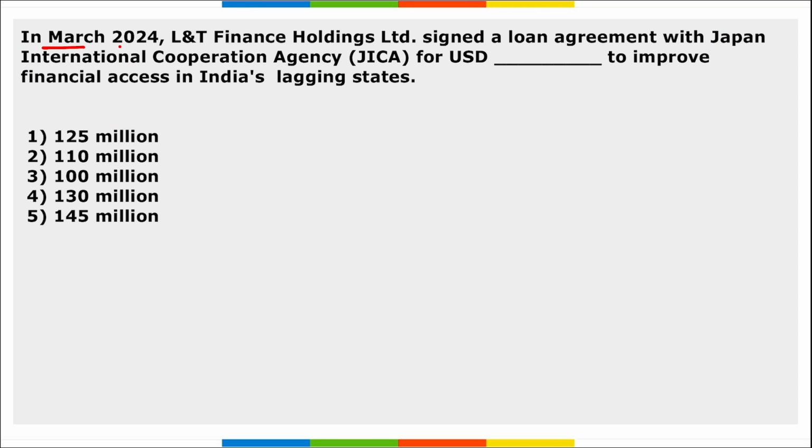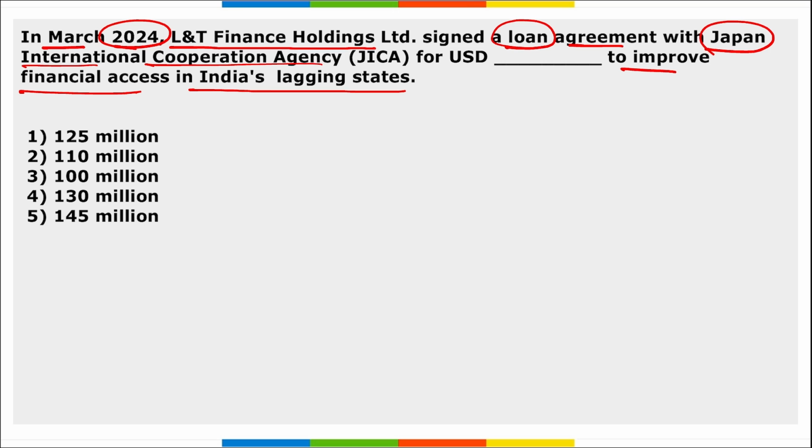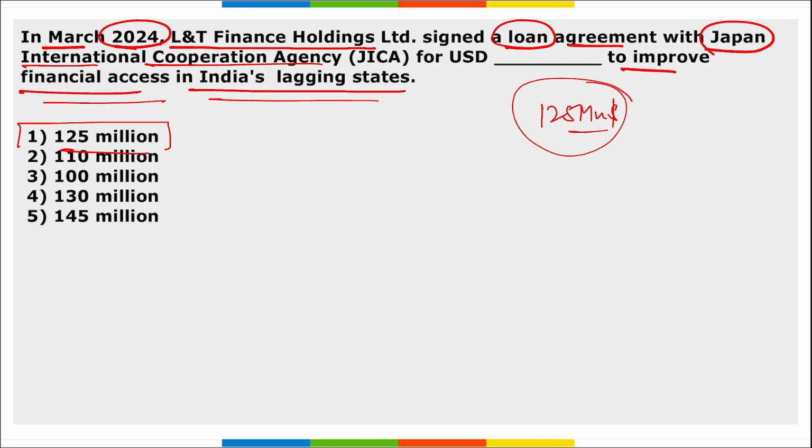Next, in March 2024, L&T Finance Holding Limited signed a loan agreement with JICA, that is Japan International Cooperation Agency, for how much amount to improve the financial access in India's lagging states. So it is for $125 million and it is to improve the financial access in India's lagging states. Right? Take a note of this. And there are 10 lagging states in this.